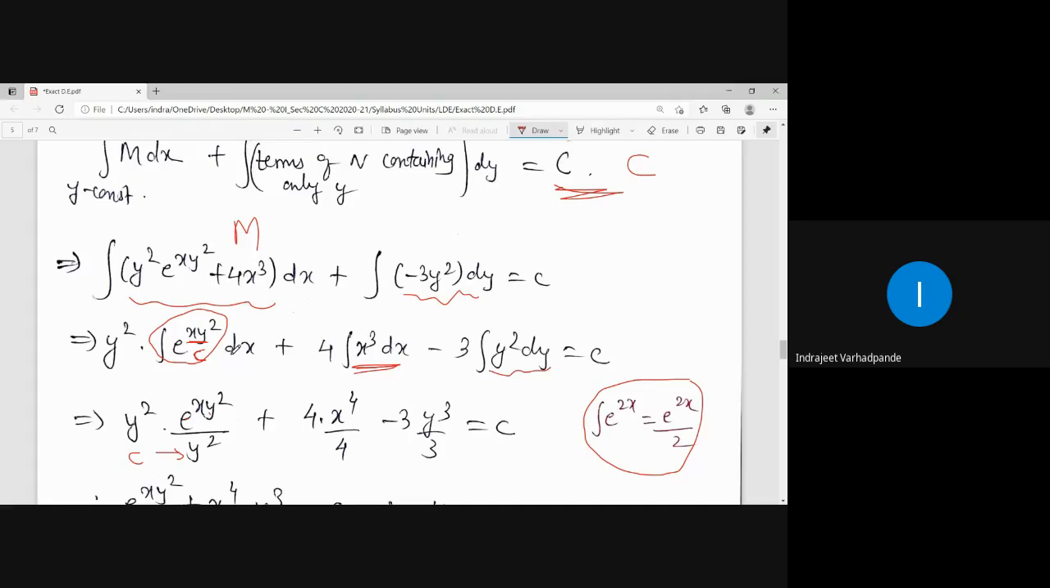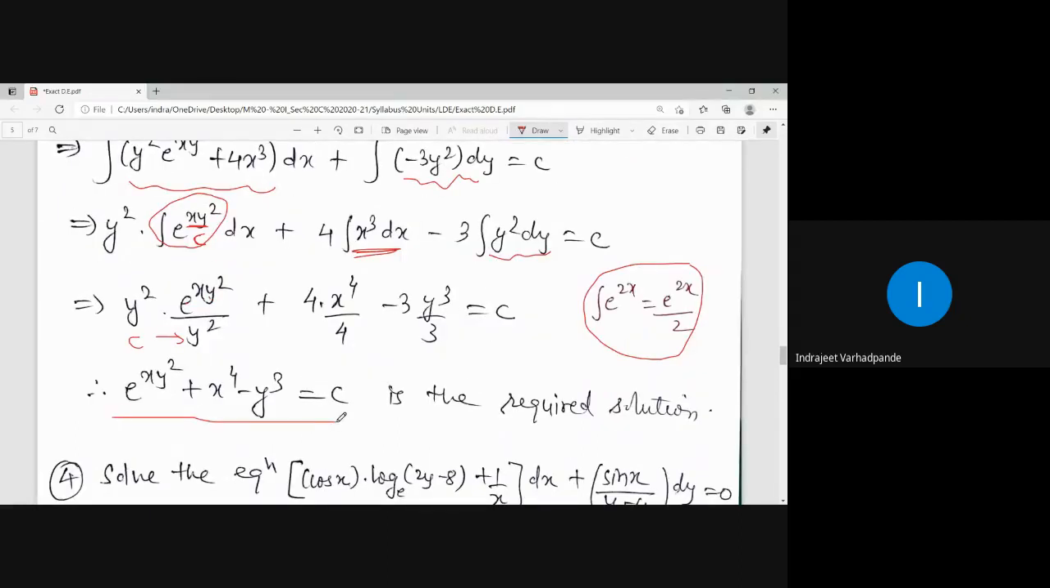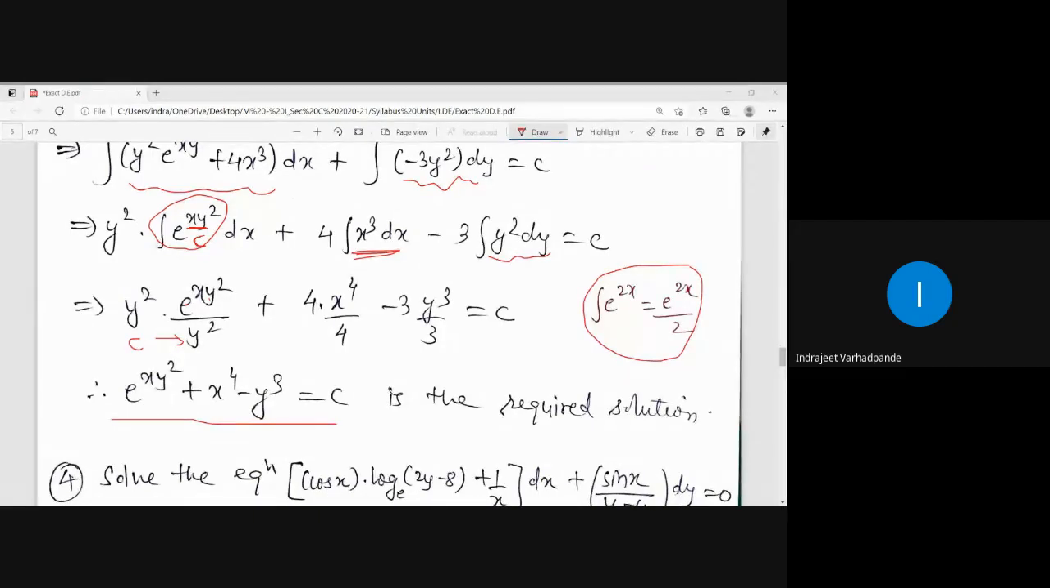Finished? Yes, sir. So y square into e to the power xy square upon y square, plus 4 into x to the power 4 upon 4, minus 3y cube upon 3 is equal to c. So this is e to the power xy square plus x to the power 4 minus y cube is equal to c, which is the required solution, right?